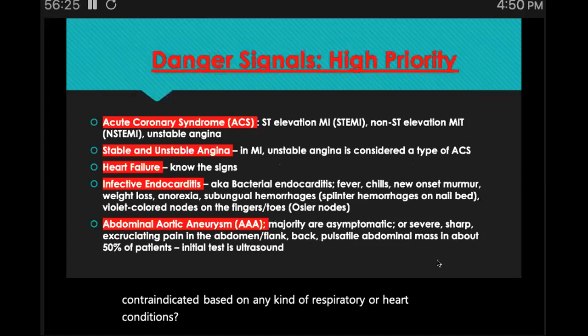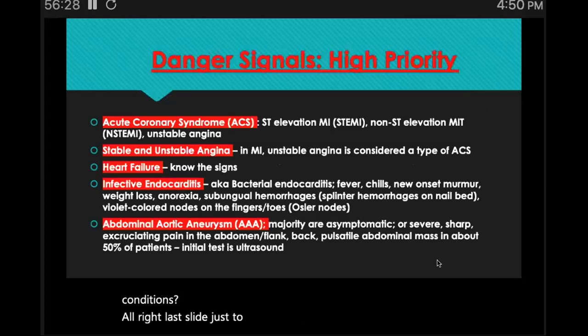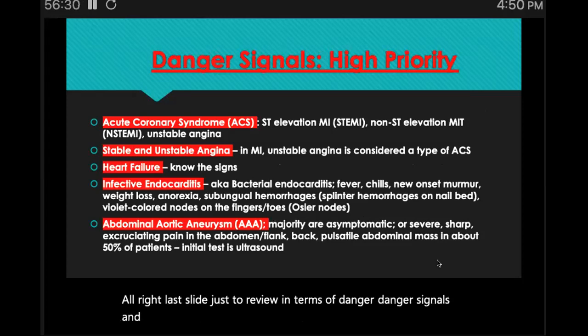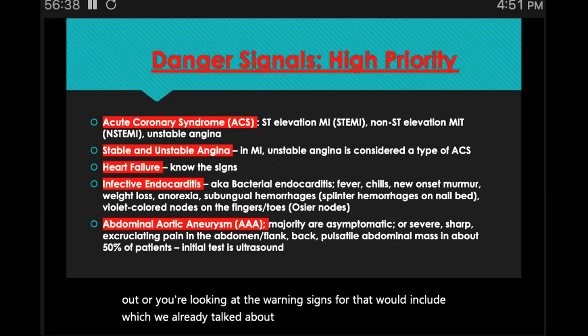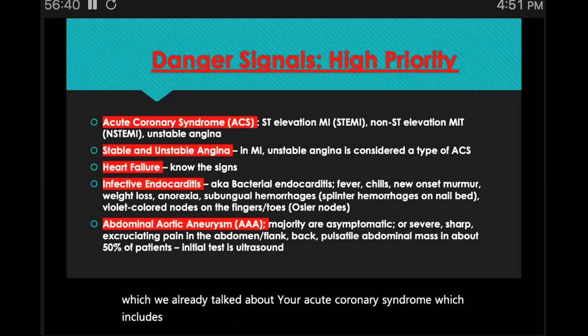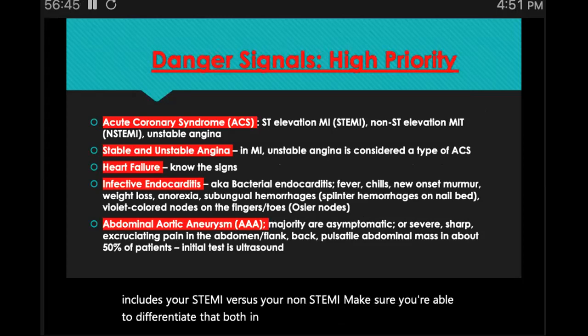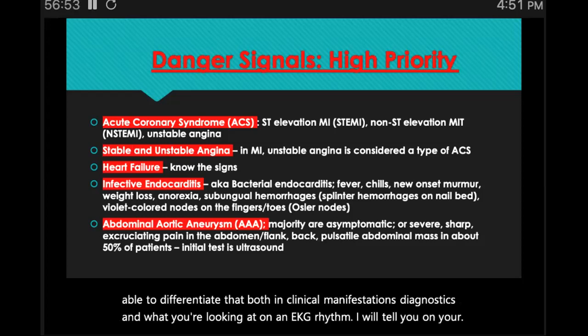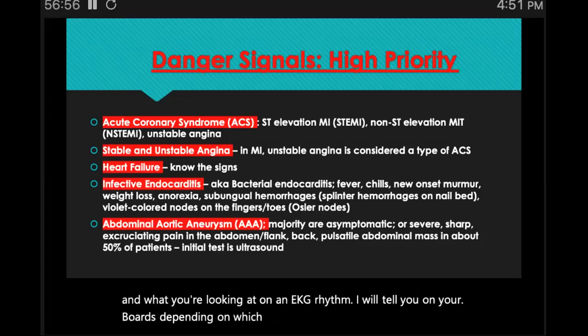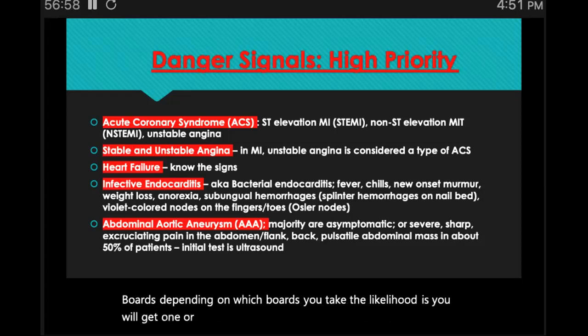All right, last slide, just to review in terms of danger signals and high-priority diagnoses that you need to make sure you're ruling out or looking at the warning signs for. That would include, which we already talked about, your acute coronary syndrome, which includes your STEMI versus your non-STEMI. Make sure you're able to differentiate that both in clinical manifestations, diagnostics, and what you're looking at on an EKG rhythm. I will tell you on your boards, depending on which boards you take, the likelihood is you will get 1 or 2 EKG rhythm strips that you will need to identify and do some critical thinking about.